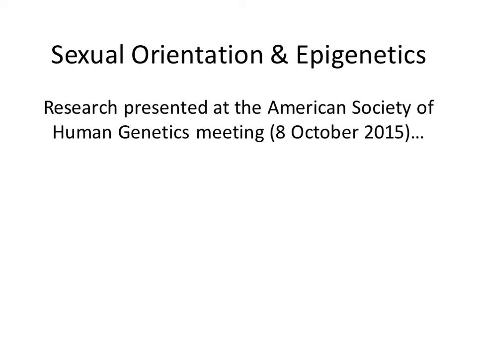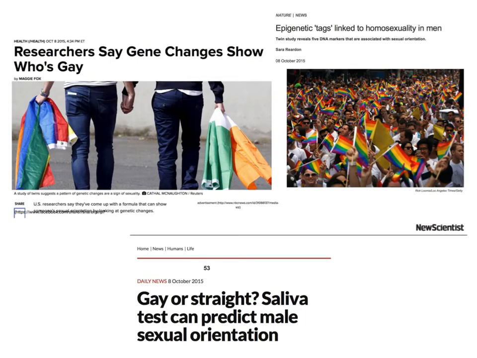Presented in 2015 at this meeting, and I'm not sure if this study has been published yet, this got a lot of press. Spit in a cup, I can tell you whether or not you're going to be homosexual. Basically was the point of this. Gay or straight, saliva tests can predict male sexual orientation. These researchers said that they had a diagnostic test that was pretty accurate that would tell you whether or not you had same-sex or different sex preferences. Is it a mutation or is it epigenetics?